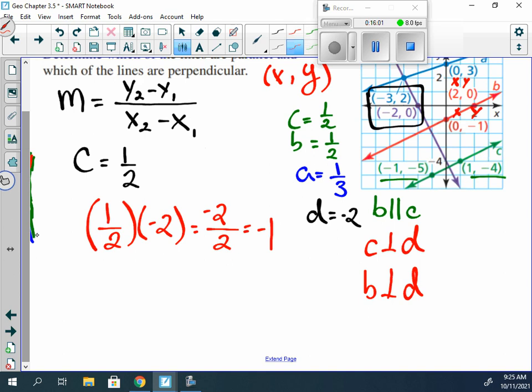For the slope of A, since A is 1/3, if a line was perpendicular to that slope, well, we would flip it, so 1/3 would become 3 over 1, or just 3, and we would change it from positive to negative. So the perpendicular slope for 1/3 would be -3. So we change the sign and flip it to find the perpendicular slope. Questions on this here?